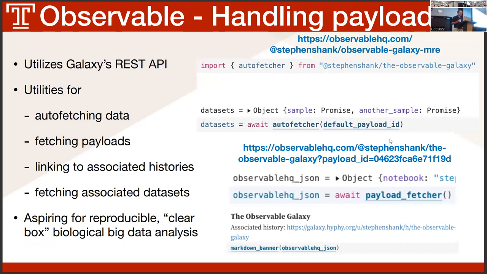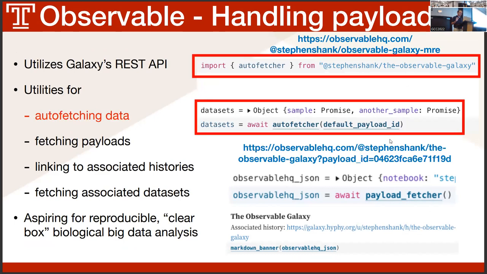So we utilize the Galaxy REST API. We have some utilities for auto-fetching the data. I tried to make this as simple as I could. It's a two-liner. You have to import the auto-fetcher from the main utility page and then call the auto-fetcher, and it will immediately populate the data sets associated with the keys in a JavaScript object on the Observable side.